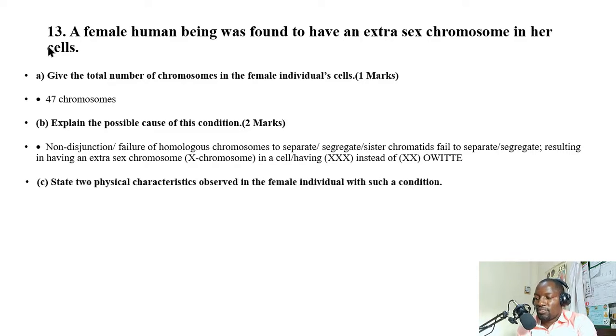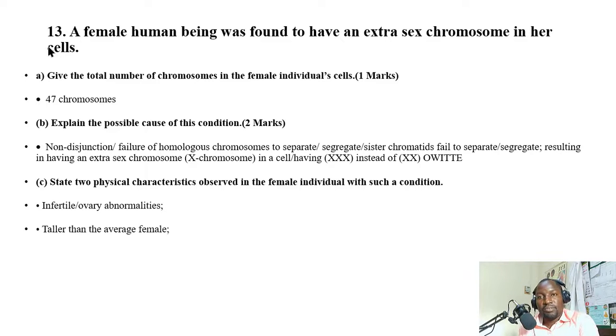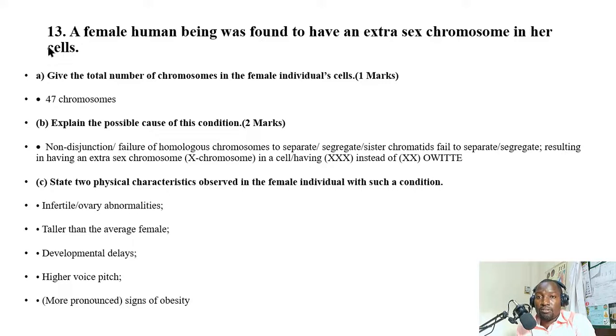State two physiological characteristics observed in a female individual with such a condition. Number one, they are infertile, with ovary abnormalities. They are taller than the average woman. Developmental delays. They have a higher voice pitch and more pronounced signs of obesity.